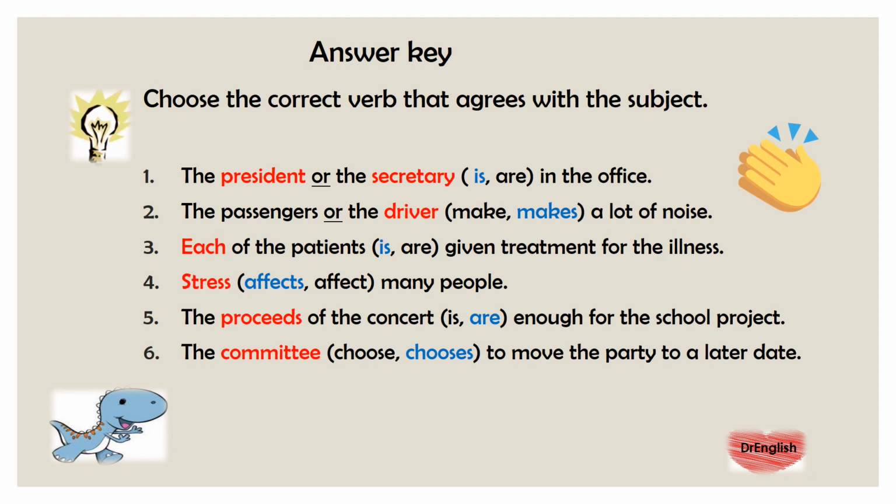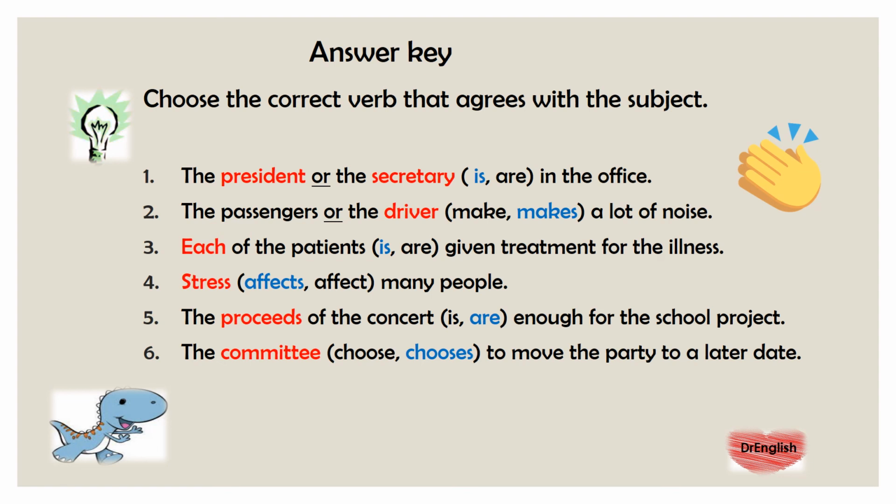Sentence 5. The proceeds of the concert are enough for the school project. Now the subject here is proceeds, which is a count noun in its plural form. So count nouns in plural form take plural verbs. So the correct answer is are. The proceeds of the concert are enough for the school project.